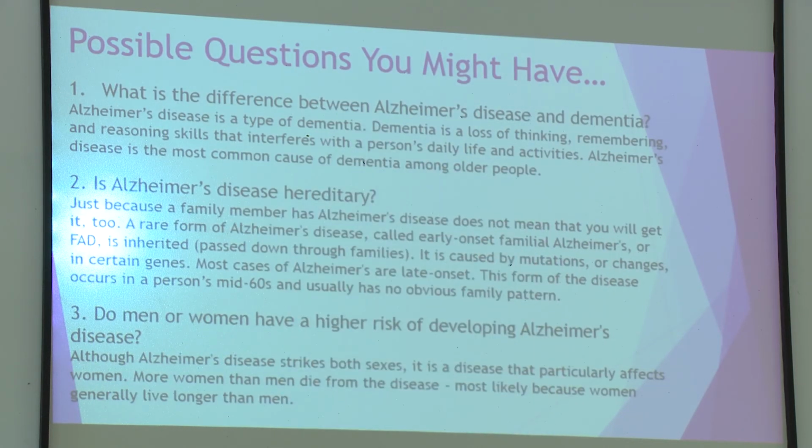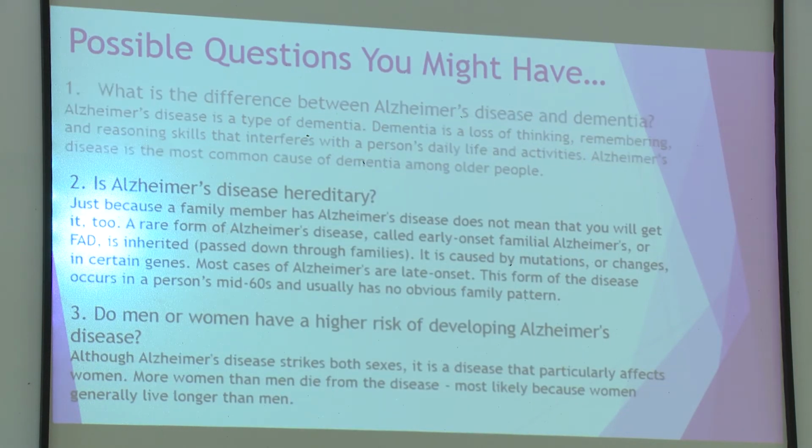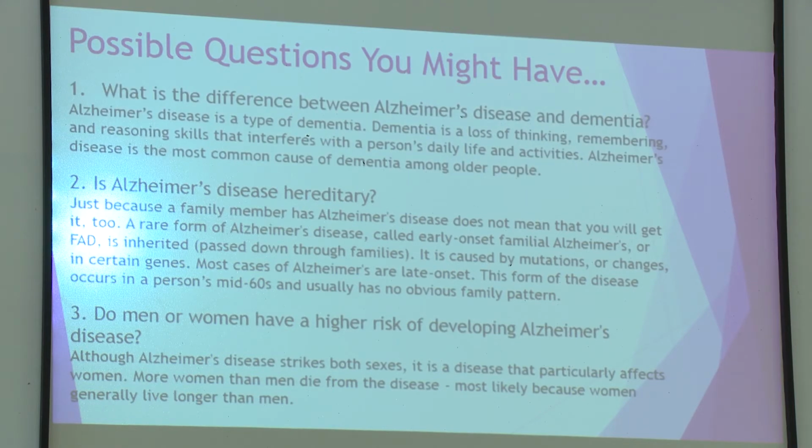Possible questions you might have. What is the difference between Alzheimer's disease and dementia? Alzheimer's disease is a type of dementia. Dementia is loss of thinking, remembering, and it interferes with a person's daily life and activities. Alzheimer's disease is the most common cause of dementia among older people.